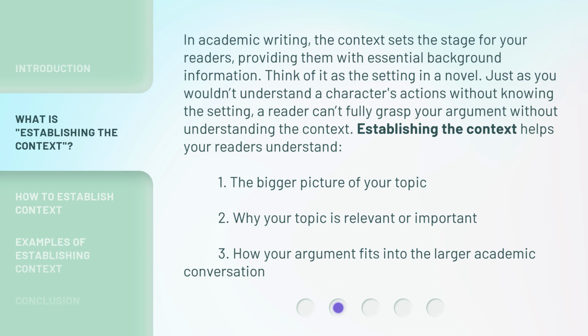1. The bigger picture of your topic. 2. Why your topic is relevant or important. 3. How your argument fits into the larger academic conversation.